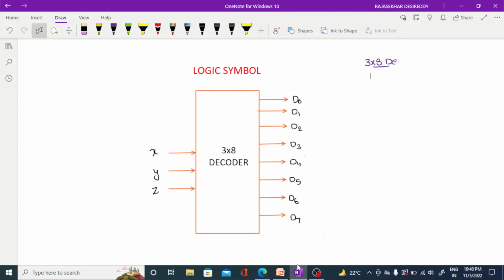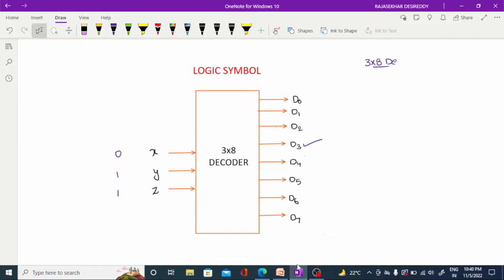For example, x, y, z are the input combinations. Let us assume x value, the binary value, is 0. Let us assume y value is 1 and z value is also 1. That means 0, 1, 1. For the 0, 1, 1 combination, only the respective output is activated. So 0, 1, 1 means 3, only D3 is activated at the output side.